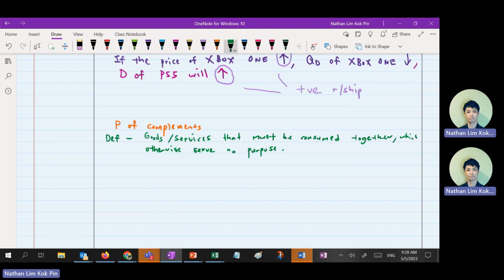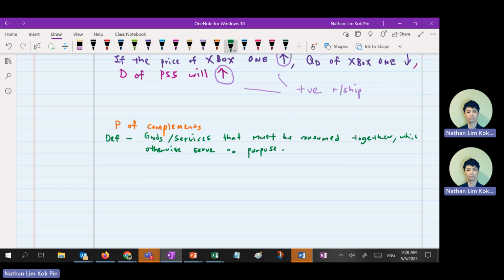Unless you like to do hybrid shoes, one slipper, one shoe, I don't know what trend. Make sense? These are complements. Complements must be used together, otherwise they are useless.